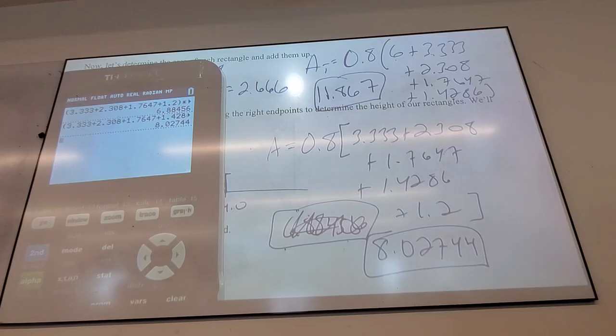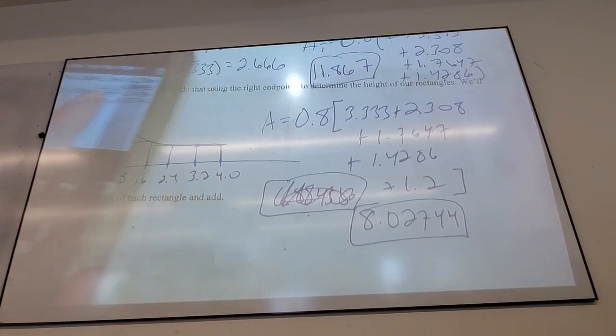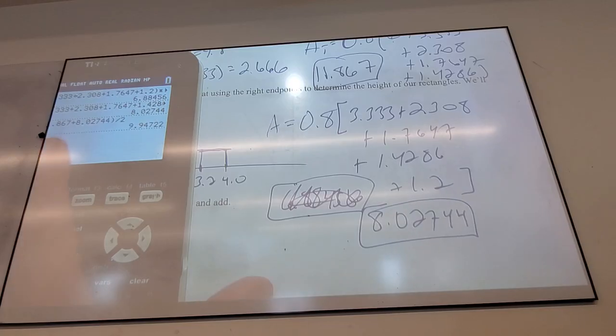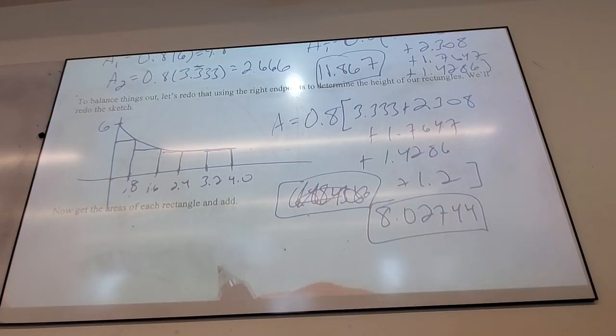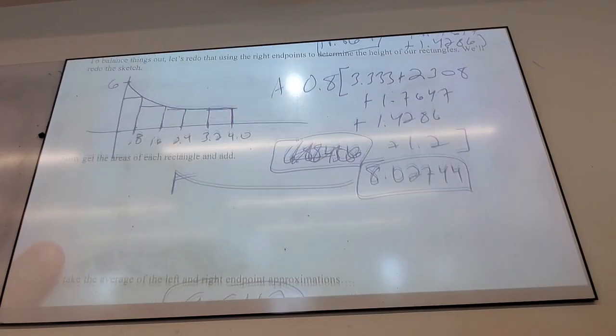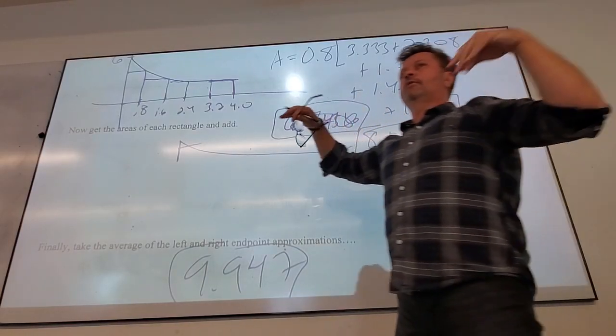It's alright? I mean, I can't do more basic stuff, but I can do that in my head. So roughly 9.9, let's get it exactly right, so 11.867 plus 8.02744, divided by 2, 9.947, that's pretty good. So that is our best guess. We got a low estimate, we got a high estimate, so if we average them, that's our best guess.